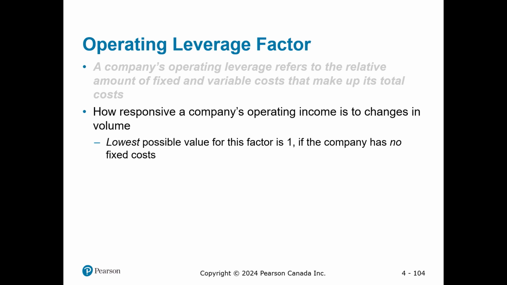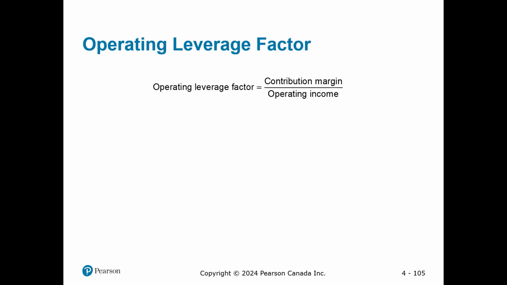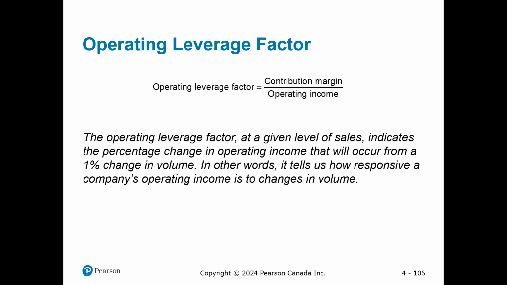So if you ended up with an operating leverage of 1, it's telling you that there are 100% variable costs, 0 fixed costs. The operating leverage factor is calculated as contribution margin divided by operating income. And that is total contribution margin divided by total operating income. And the factor is at a given level of sales, so you've got to calculate it every time sales change. You can't use the operating leverage factor at different levels of activity. No, you calculate it every single time your level of activity, the production, changes.